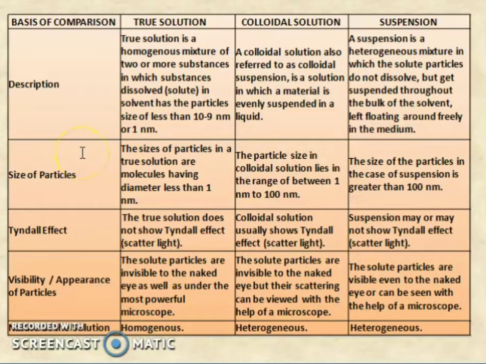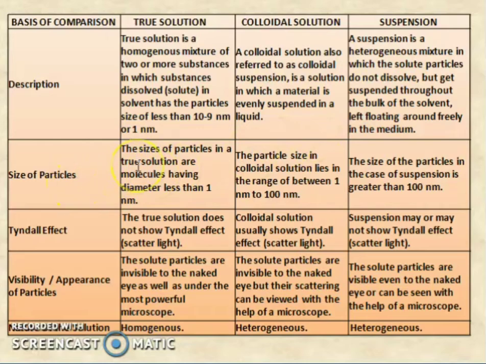Next we will see the difference between the true solutions, colloidal solutions and suspensions. The basis of comparison, first one is description. A true solution is a homogeneous mixture of two or more substances in which the substance dissolves in the solvent, with particles of size less than 10 to the power minus 9 nanometer. A colloidal solution, also called a colloidal suspension, is a solution in which a material is evenly suspended in a liquid. A suspension is a heterogeneous mixture in which the solid particles do not dissolve, but get suspended throughout the bulk of the solvent, left floating around freely in the medium.